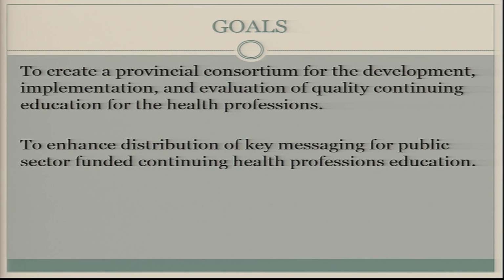So the next slide. So these were the goals of our consortium idea: to create a provincial consortium for the development, implementation and evaluation of quality continuing education for the health professions, and to enhance distribution of key messaging for public sector funded continuing health professions education. So we've been moving, as the States has, very much more closely toward quality improvement, and we wanted to get involved in the rollout of those kinds of programs and so on. So this was one way that we could see ourselves marrying our interests with the ministry, who are also interested in enhancing quality improvement processes, particularly amongst physicians within the province.